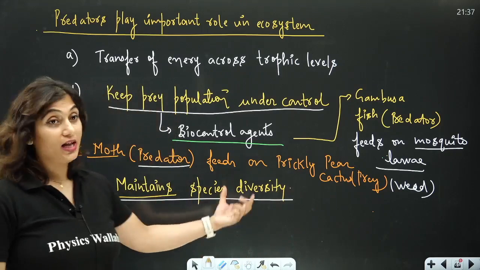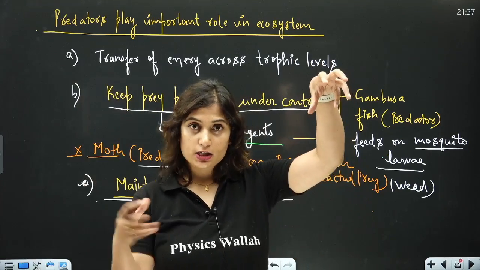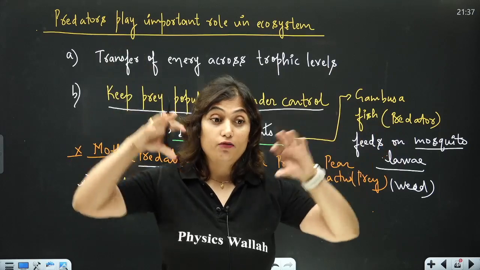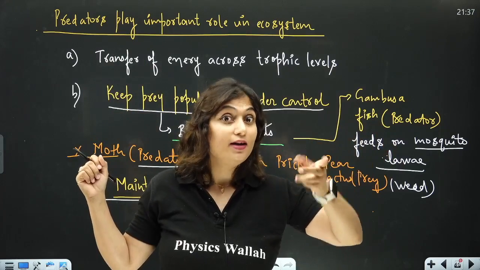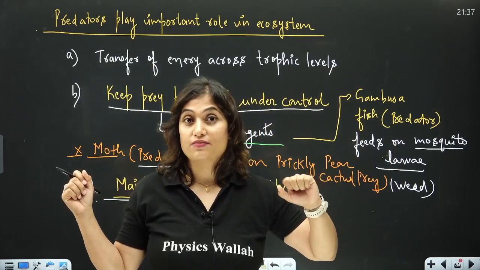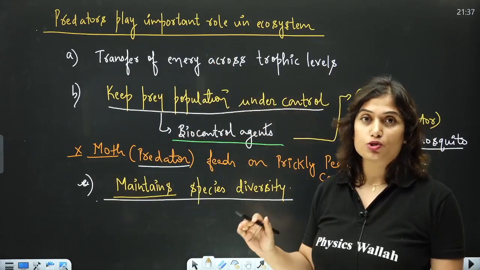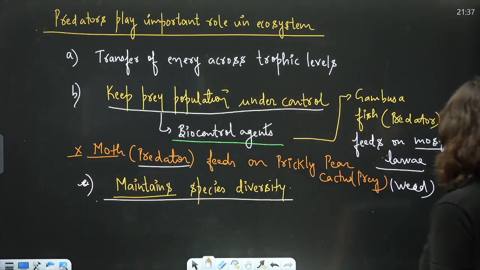Then they maintain species diversity. If tiger is not there, then there will be only deer. And if there will be only deer, they will eat all the plants. So is species diversity increasing or decreasing? Decreasing. So predators are very important to maintain species diversity in an ecosystem. So these are the three important functions performed by predators. Very important. Direct question comes.